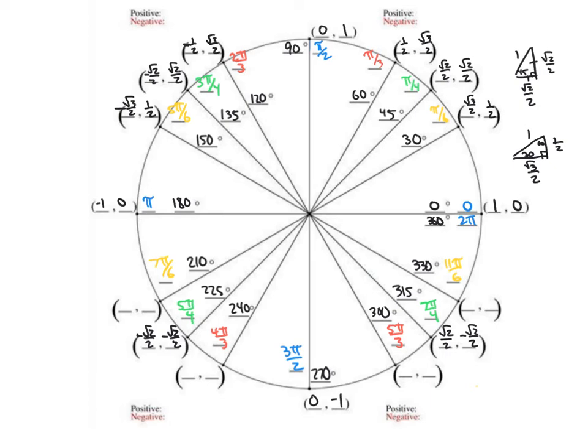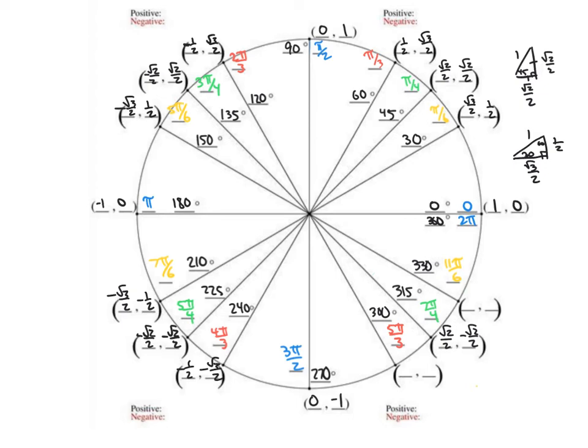And then in quadrant 3, both x and y are negative. 7 pi over 6, or our 210-degree angle, is going to be a long x, so negative root 3 over 2, and a short y, negative 1/2. 240 degrees, or 4 pi over 3, is going to be a short x of negative 1/2 and a longer y, negative root 3 over 2.